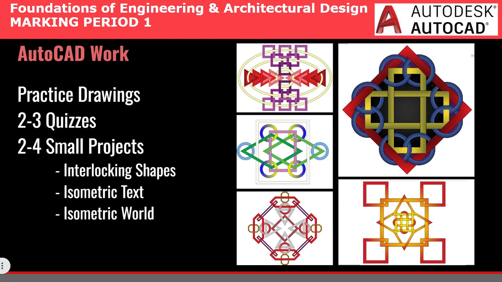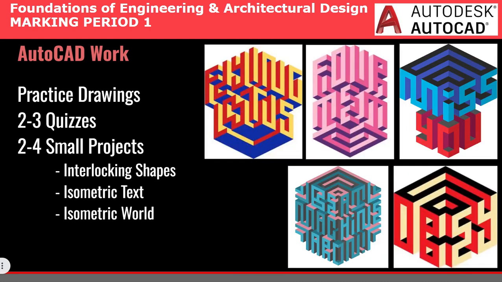And from there, you can come up with any design concept that you want, whatever shapes you want, whatever colors you want. The next project that we'll work on is an isometric text project. This goes along with the isometric drawings, where students will take a word or a short phrase and create that in this kind of box fashion, to make it really bold and stand out.